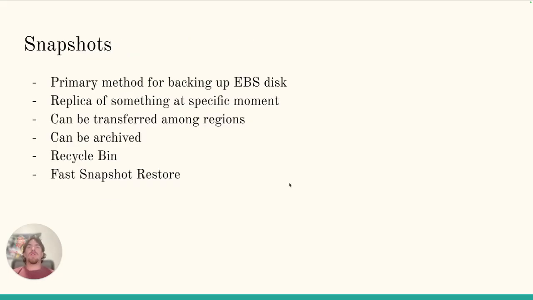So snapshots are the primary method for backing up an EBS disk. It's essentially a replica of something at a specific moment. You can transfer these snapshots between regions, which is useful for emergency recovery. AWS also allows you to archive snapshots at a lesser cost, though recovering them may take up to 3 days. There's also a recycle bin for snapshots, which allows you to save deleted backups as long as you'd like, anywhere from 1 day to a year.